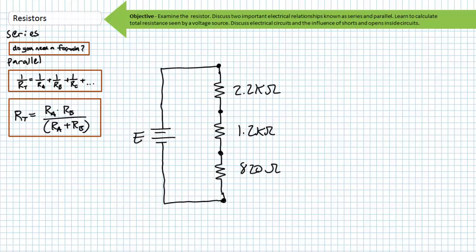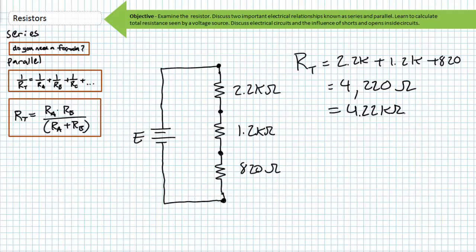Do you need a formula to add numbers? My only advice is pay attention to the engineering prefixes. Don't just walk into a pit trap and say 2 plus 2 plus 1.2 plus 820. Look at it. 2.2 kilo ohms, 1.2 kilo ohms, 820 ohms. We should be getting 4,220 ohms or 4.22 kilo ohms. If we wanted to approximate to the 10th place, we could say it's approximately 4.2 kilo ohms.